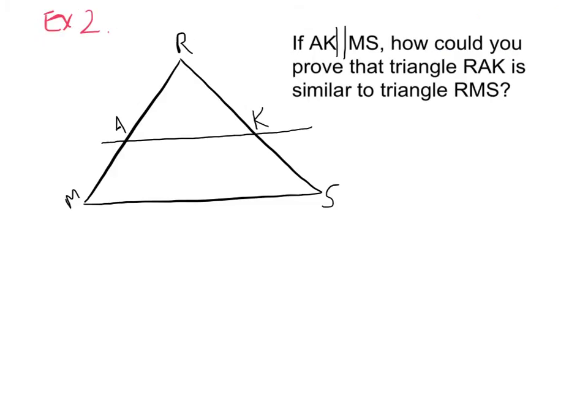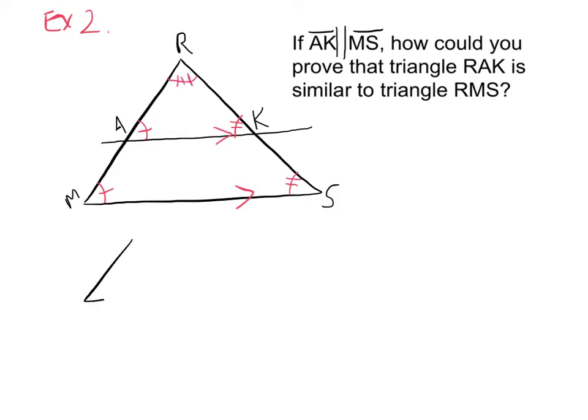For question 2, they've given us this diagram, and they said if AK is parallel to MS, I'm going to go ahead and make those lines. How could you prove that triangle RAK is similar to triangle RMS? Well, the first thing I'm going to do is show that these are parallel. And just looking at this picture, what do I know? If these 2 lines are parallel, well then I know that this angle is congruent to this angle. Those are corresponding angles. I know this angle is congruent to this angle. Those are also corresponding angles. And I also know that they share angle R by the reflexive property.